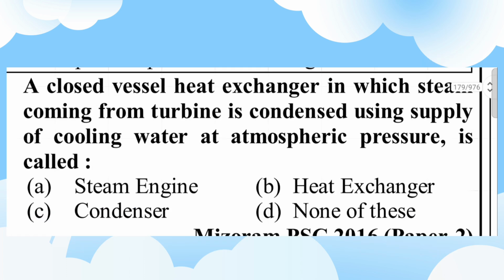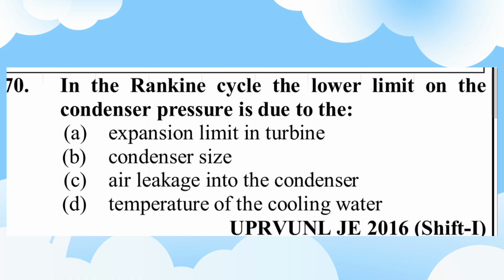Friends, question number 69. A closed vessel heat exchanger in which steam coming from turbine is condensed using supply of cooling water at atmospheric pressure is called A. Steam engine, B. Heat exchanger, C. Condenser, D. None of these above. C. Condenser.